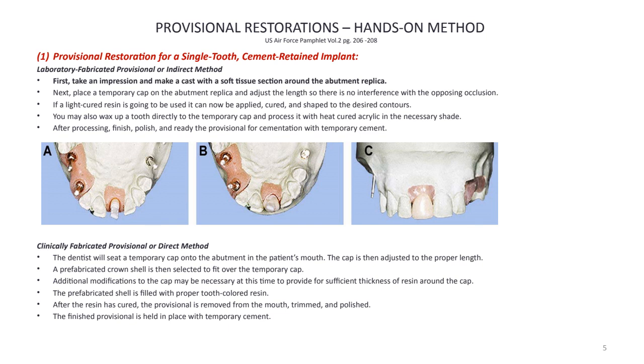This restoration is called a cement retained restoration because the restoration is inserted in the patient's mouth with a temporary cement over the abutment.